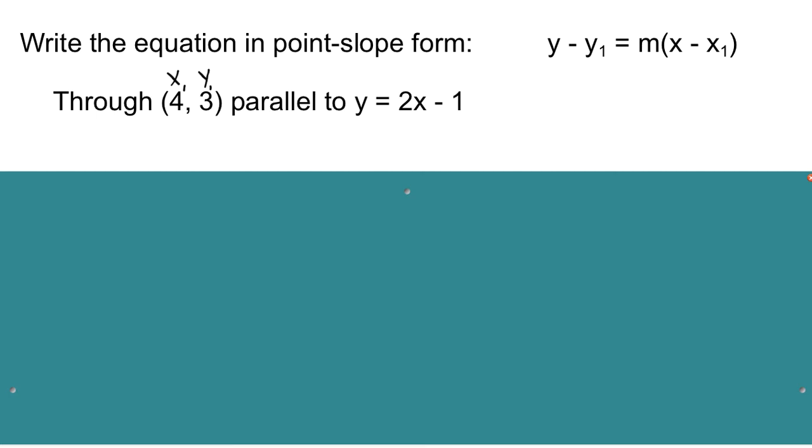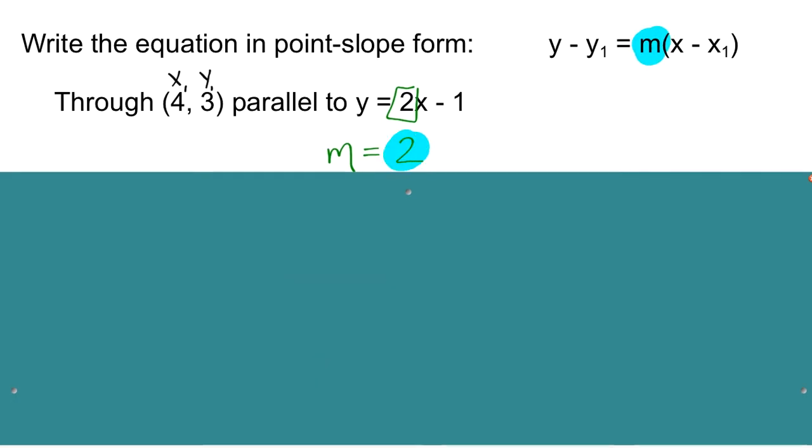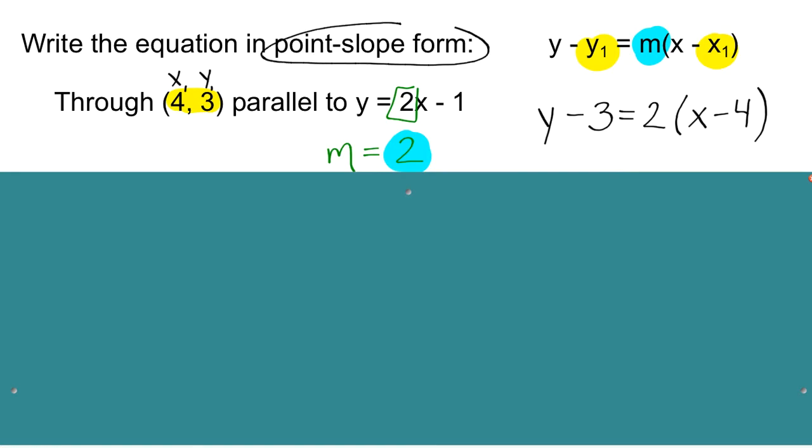I know that parallel lines have the same slope. So I need to be parallel, have the same slope, which means I need to have a slope of 2. We plug in our slope. We plug in our point. And we'll have our equation. y minus y1 equals m, slope, times x minus x1. Since I was asked for point slope form, I'm done. That is my answer.